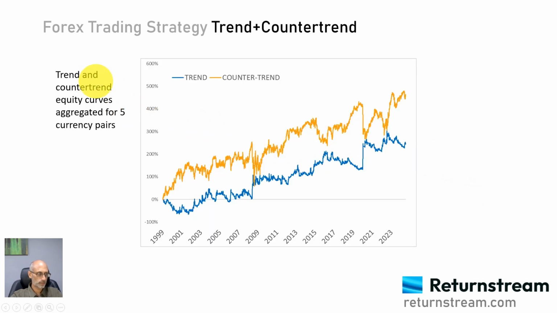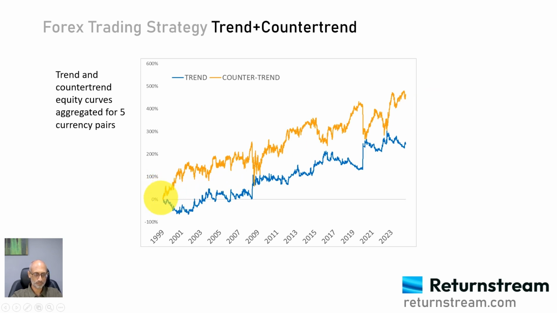And here are the trend and counter trend equity curves aggregated for the 5 currency pairs. So the orange equity curve here is the counter trend system applied to all 5 currency pairs. And the blue line is the trend system applied to all 5 currency pairs. So you see they're almost exact mirror images of each other.